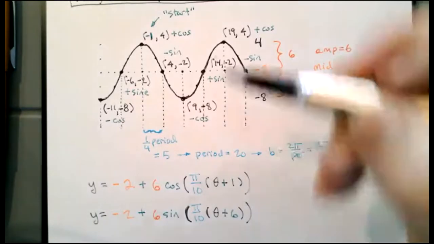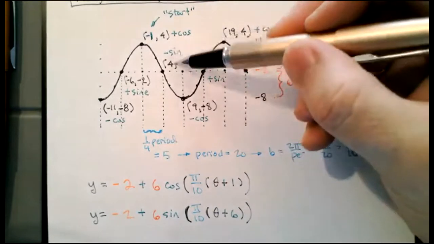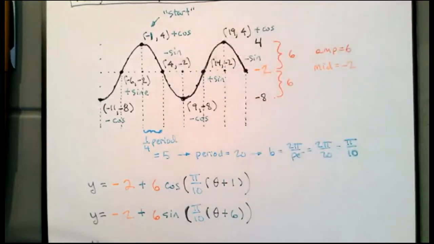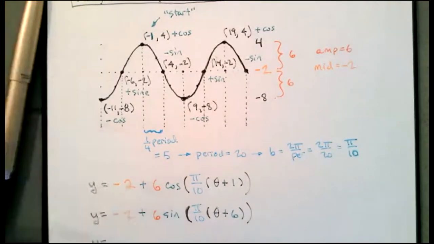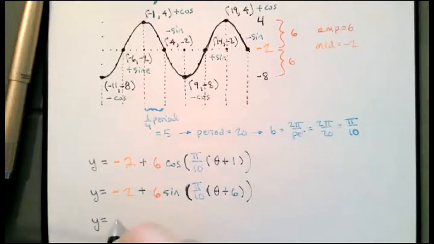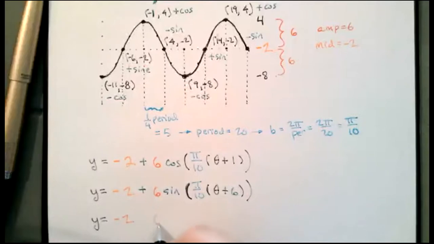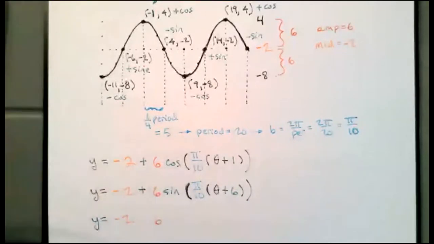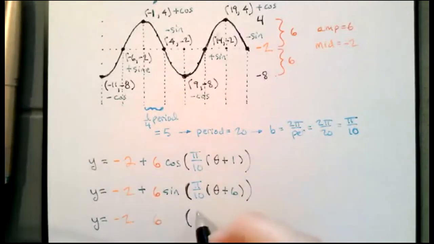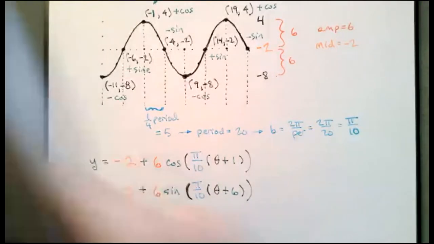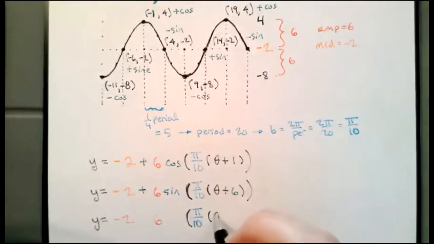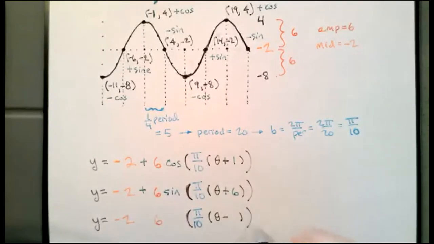Let's try some more. Let's go over to this point where we have the middle going down at 4, -2. Certain things don't change. The middle is still at -2. I'm going to have a plus or a minus, but my amplitude is definitely going to be 6. I'm going to have a sine or a cosine, but in the parentheses, the coefficient of theta will be pi over 10. That's what's giving us that period of 20. And this gets multiplied by theta, but theta with a horizontal shift. So I'll put theta minus.